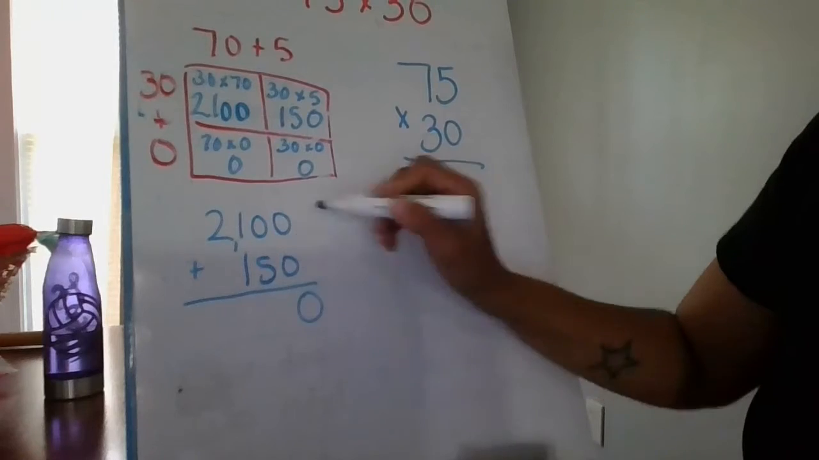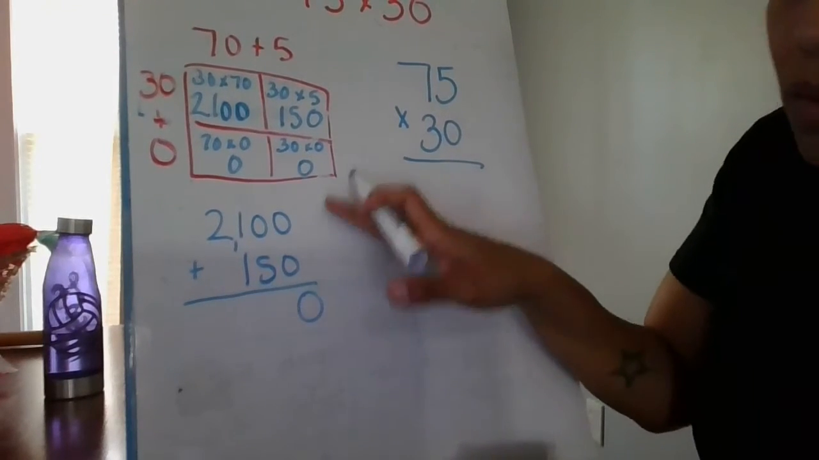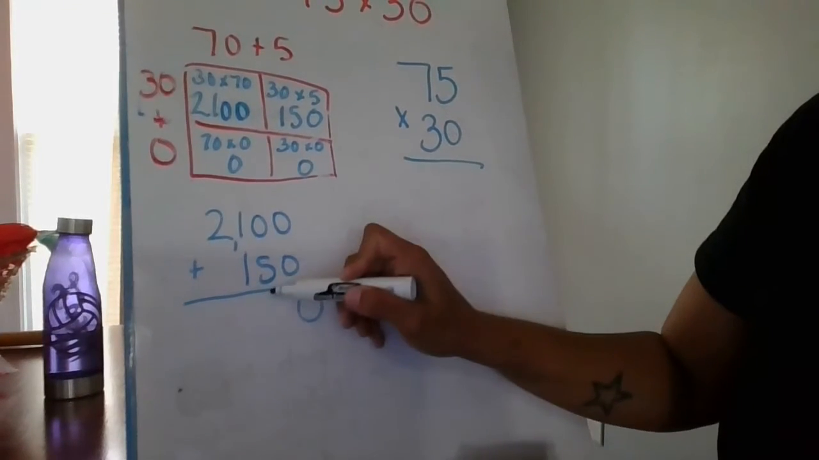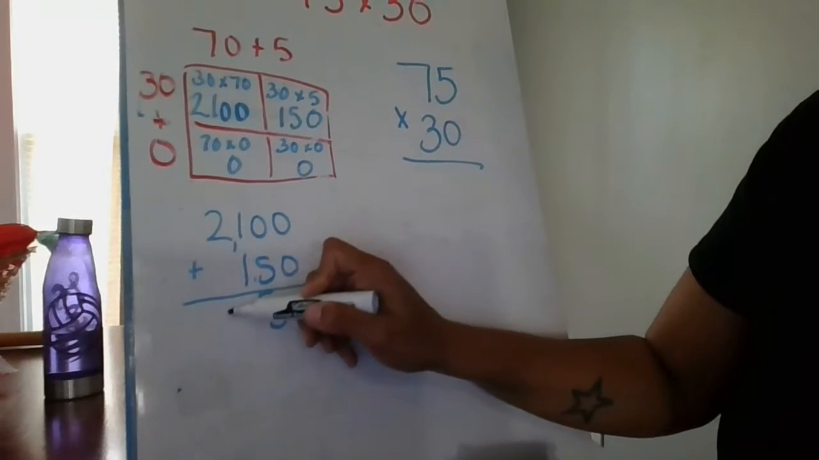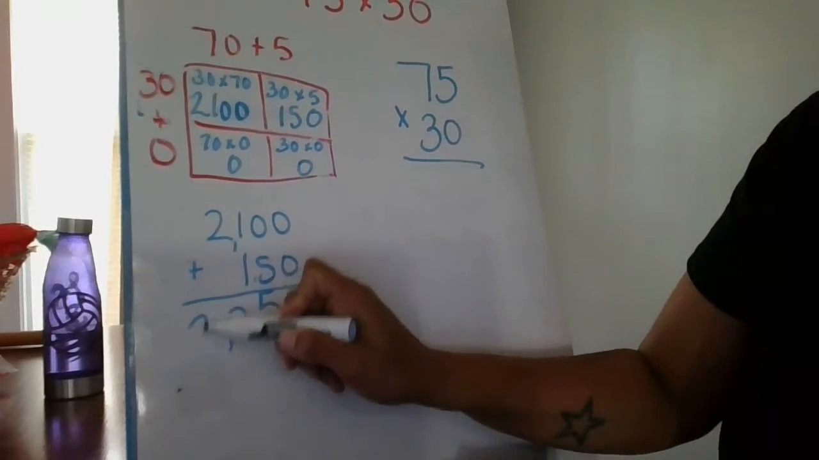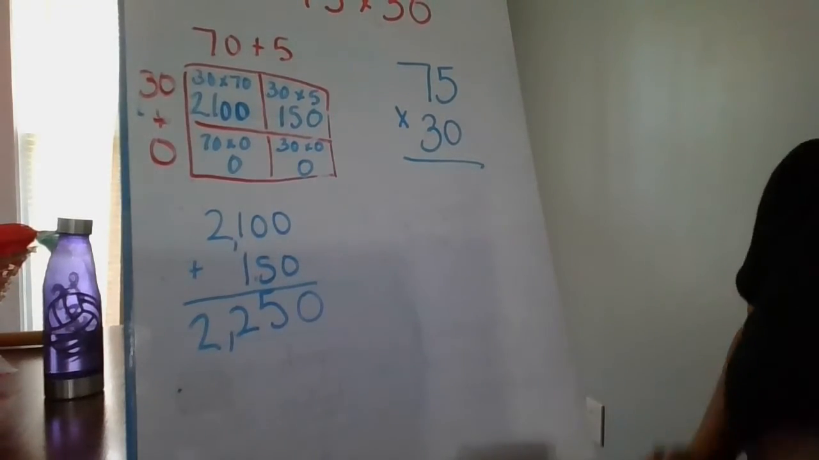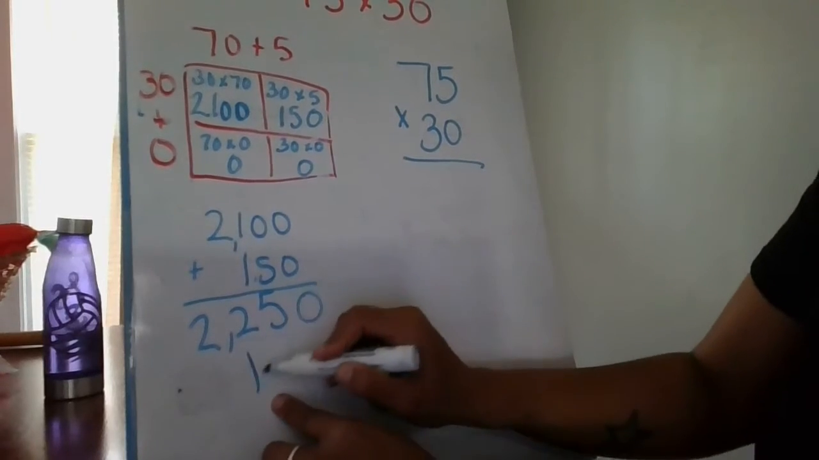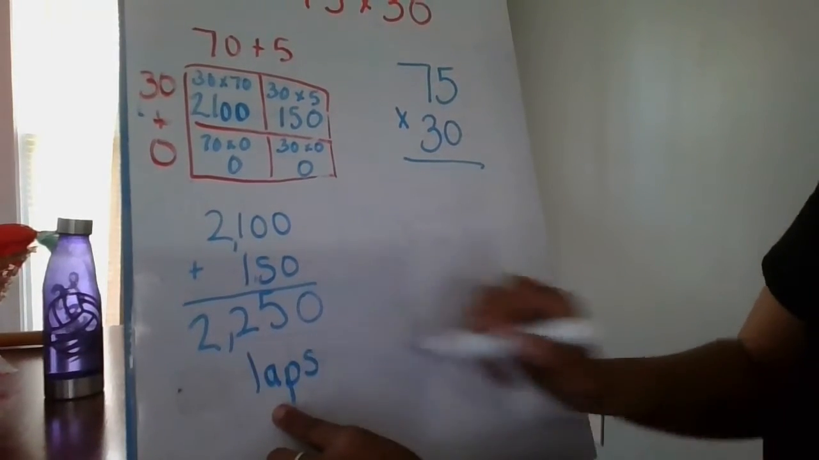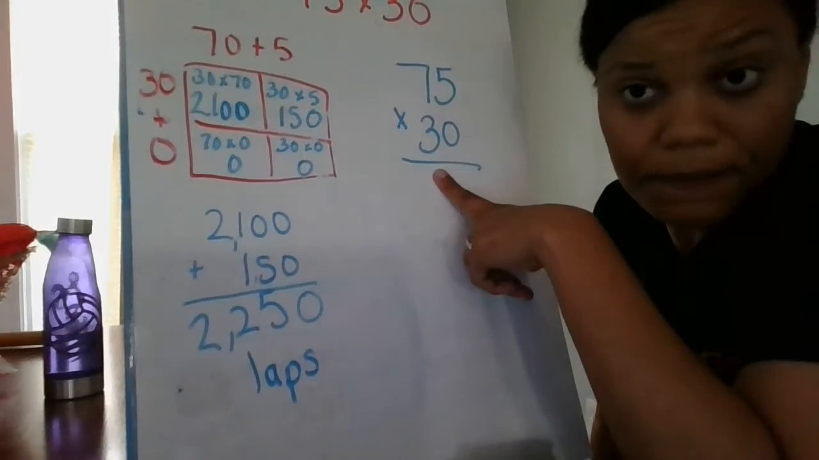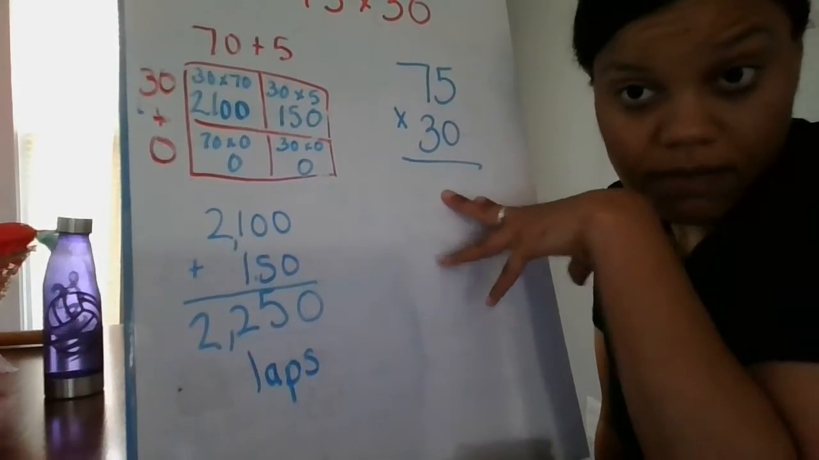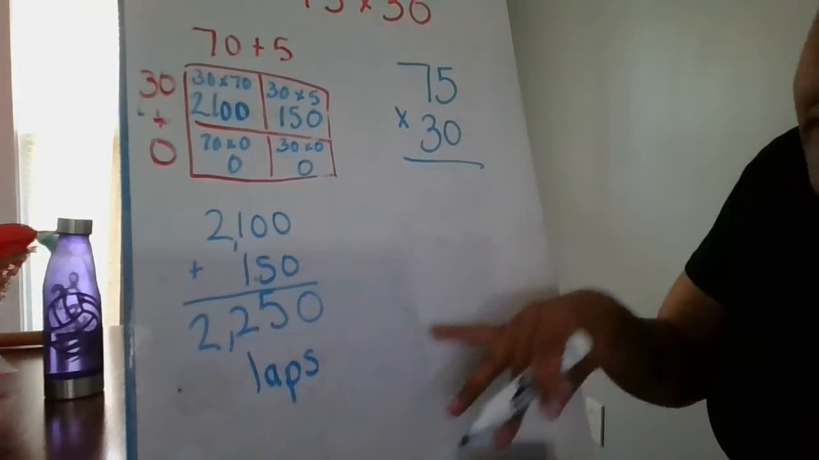Zero plus 0. And because we're adding, remember, we're starting in the ones. 0 plus 5 is 5. 1 plus 1 is 2. Drop my 2. So it's telling me my product that altogether, they swim 2,250 laps. I could check it. I'm going to do the standard algorithm. So I should get the same answer.